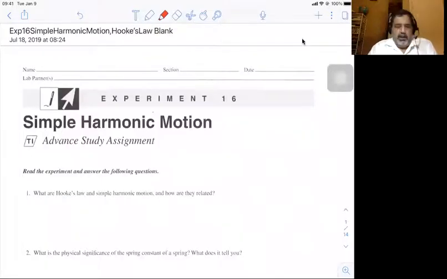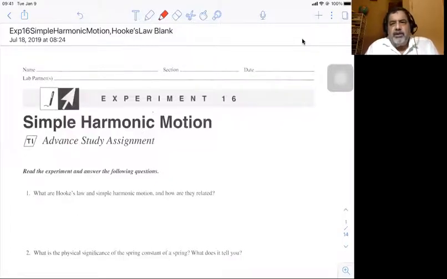Okay, we're going to do experiment 16, simple harmonic motion. Now, this is going to look a lot like one we've done before, the potential energy of a spring, but it is a little bit different. We just completed the chapter 15 module, or you should complete it soon, on simple harmonic motion. So we're doing an experiment with simple harmonic motion.